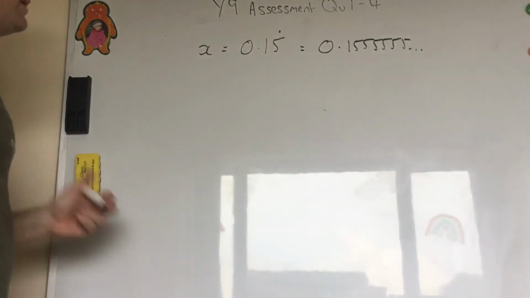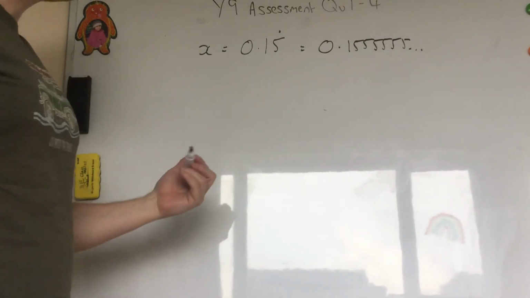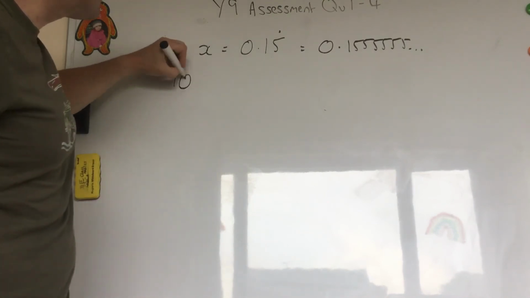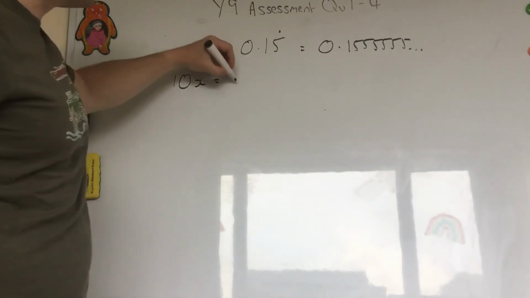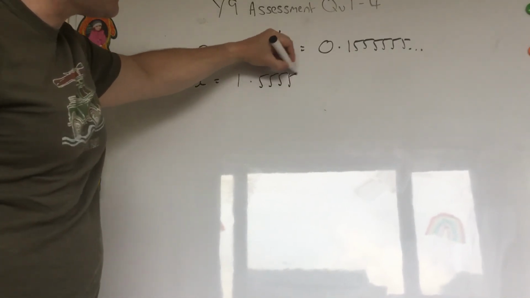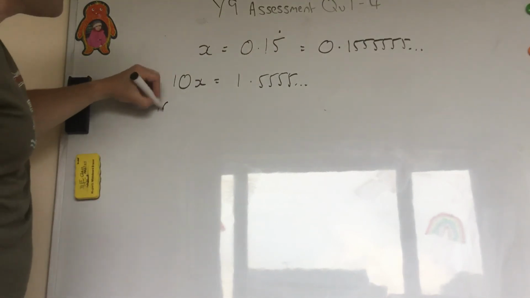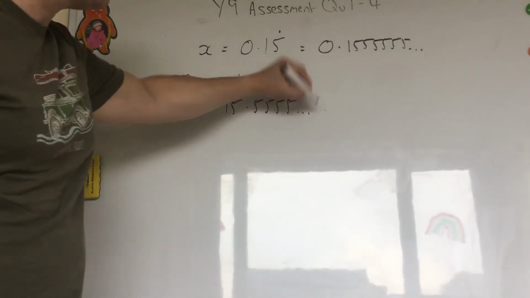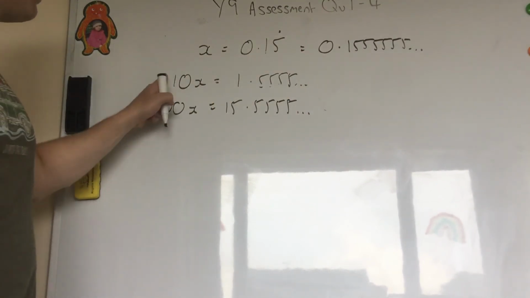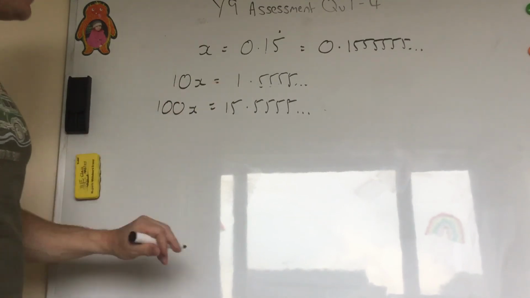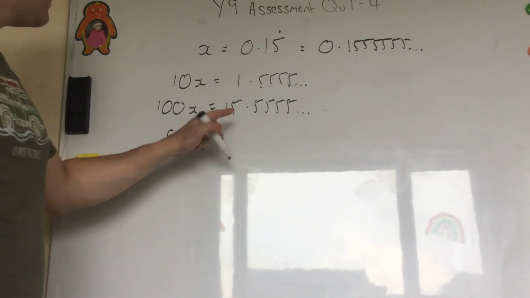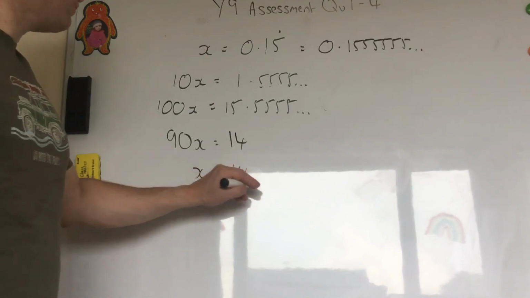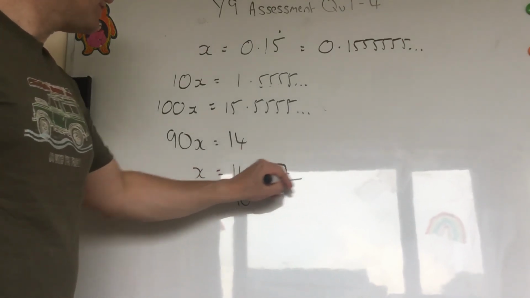Right. So we need to get the same decimal on two numbers in order to subtract them and get rid of the decimals. Times it by 10, we get to the point where it starts recurring. We'll get 10x is 1.5555. Times it by another 10, we get 100x, and that's 15.5555. Then if we subtract, we get rid of the decimals. So 100x take away 10x is 90x. 15.5 recurring take away 1.5 recurring is 14. So you get x equals 14 over 90, which cancels down to 7 over 45.